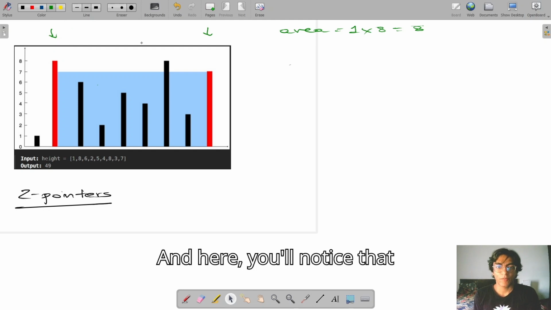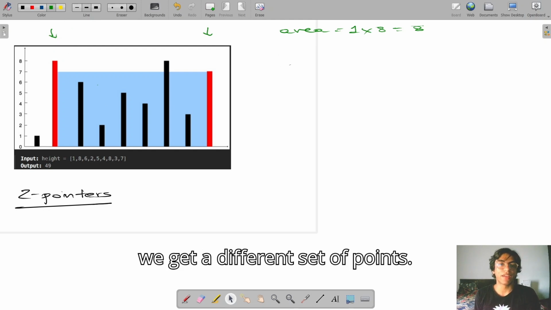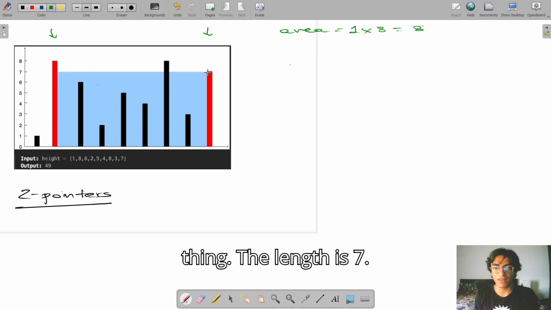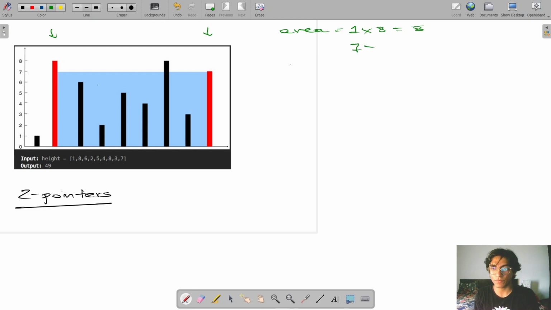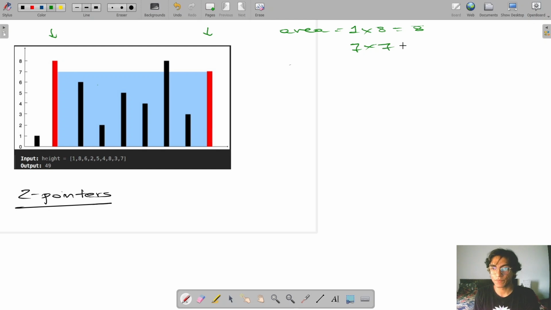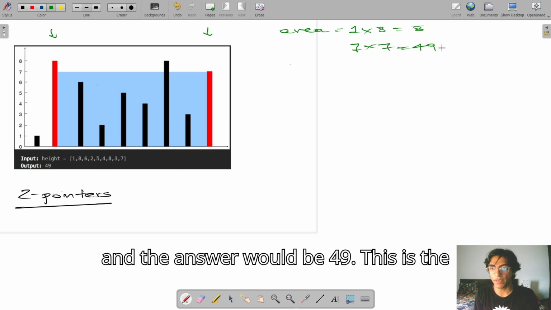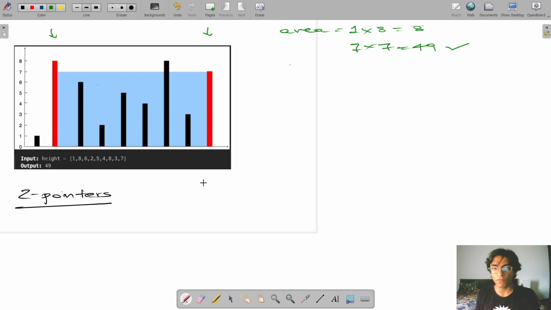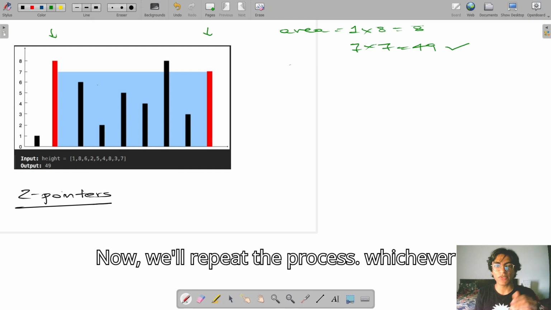And here, you'll notice that we get a different set of points. Comparing them, we see the exact same thing. The height is 7. The space between them would be 7. And the answer would be 49. This is the maximum area that we have so far. Now, we'll repeat the process.